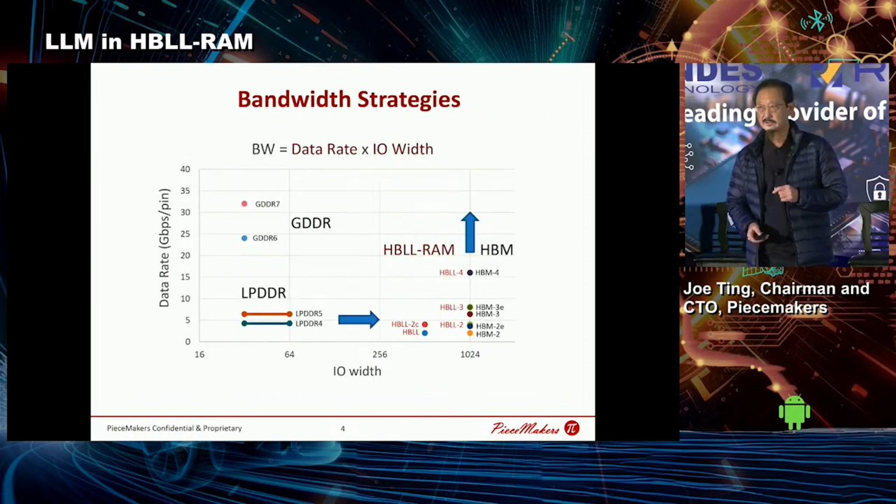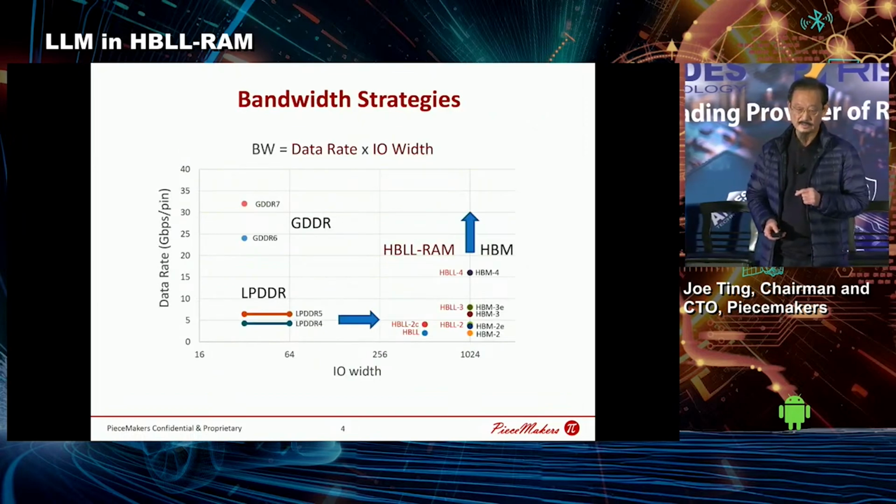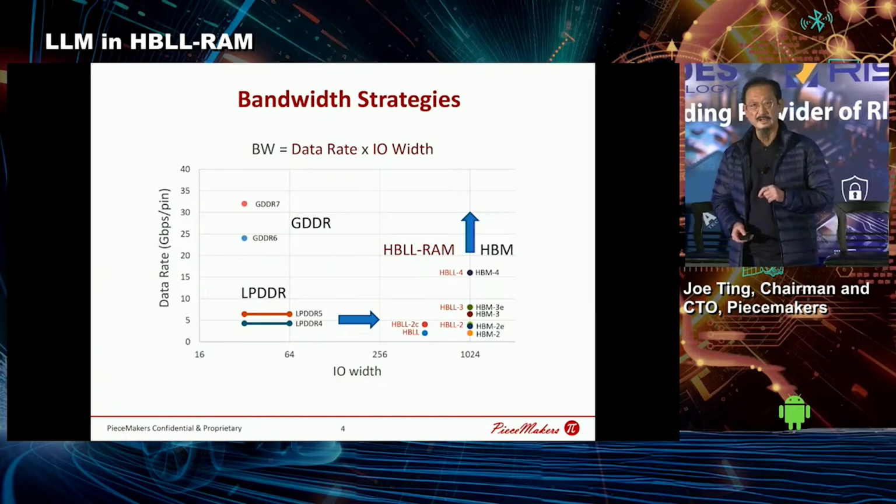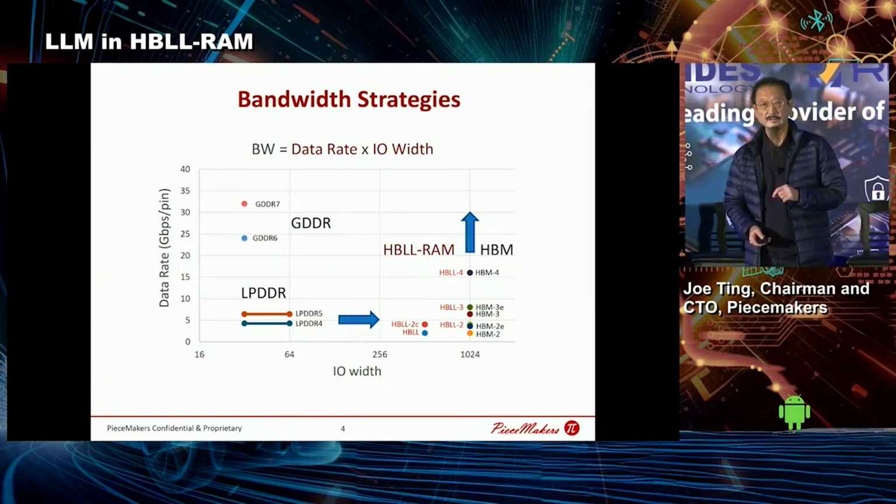The bandwidth strategies are twofold. First, the vertical dimension, the data rate going up, and the horizontal one is the I/O width. The HBM goes wide I/O first, then the frequency goes up. The HBLL RAM follows the same strategy. We have a 512 I/O, and later on 1K I/O. Then, in different generations, the frequency goes up.